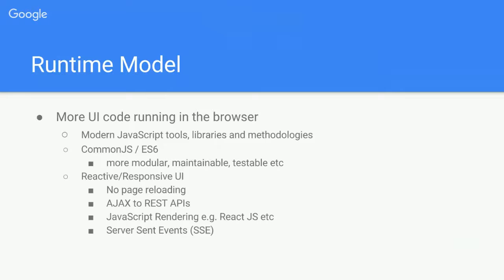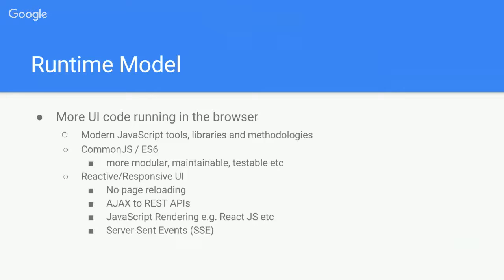We wanted to be able to use more modern JavaScript tools, libraries and methodologies, and new languages, taking advantage of the new ES6 JavaScript. Take advantage of CommonJS and the Node.js ecosystem, and the huge number of tools and libraries out there for that. And of course, the more modular languages available mean more maintainable code, more testable code, and so on. Basically, we'd be able to build a more reactive UI with no page loading.